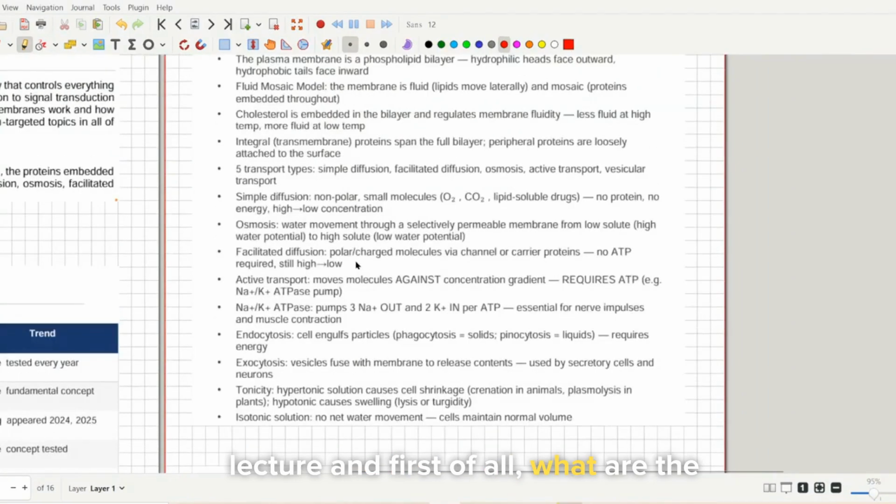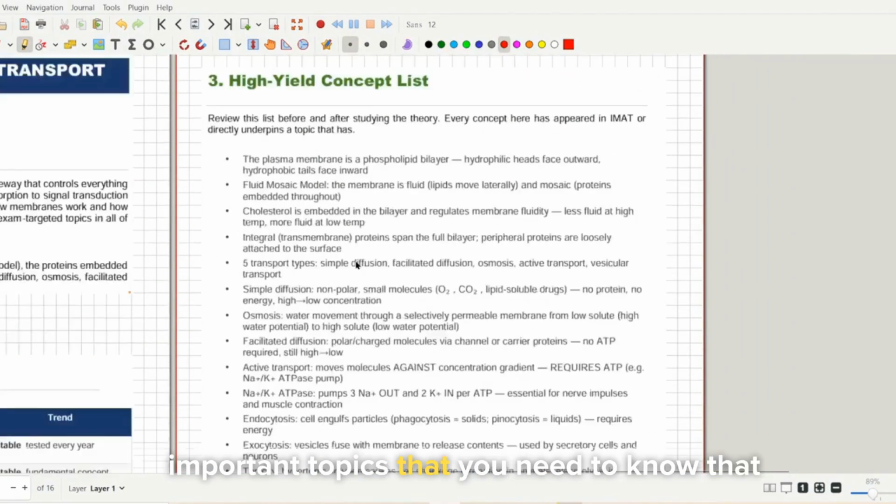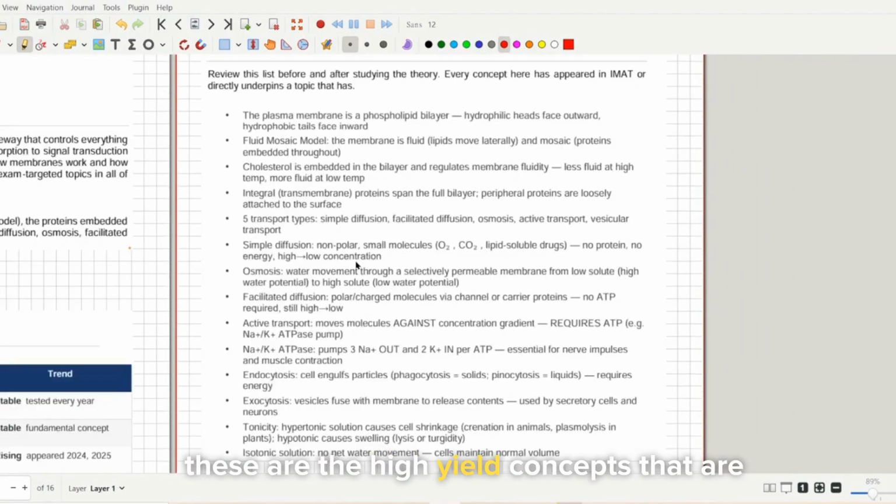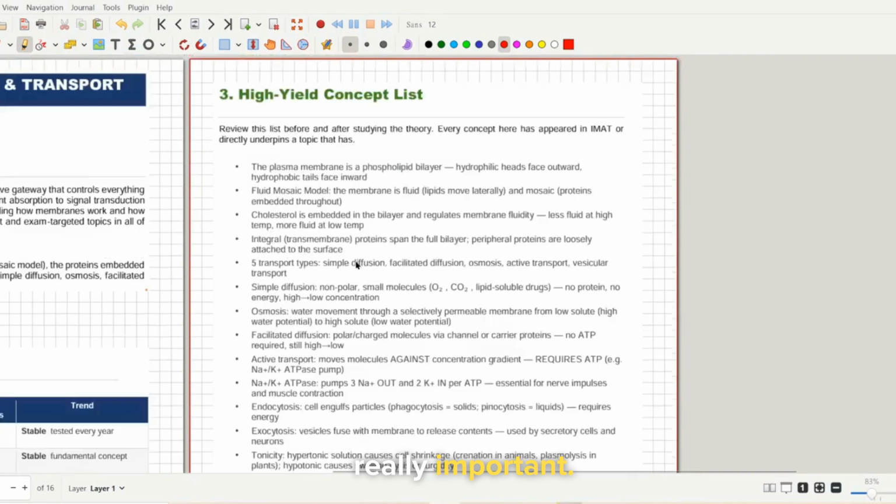First of all, what are the important topics that you need to know? These are the high yield concepts that are really important. Take a screenshot of this and then we will move forward.